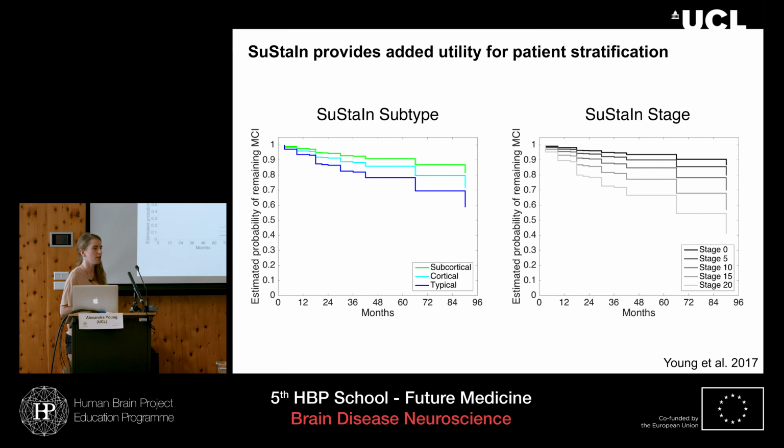So again, looking at your subtype and stage at baseline, you can use this to estimate the probability of converting from MCI to Alzheimer's disease from follow-up data. And what we see is that your subtype influences your probability of remaining MCI. So the typical subtype are most likely to progress from MCI to Alzheimer's disease, and the subcortical subtype are the least likely. And also your stage influences your probability of remaining MCI, as we'd seen with previous models.